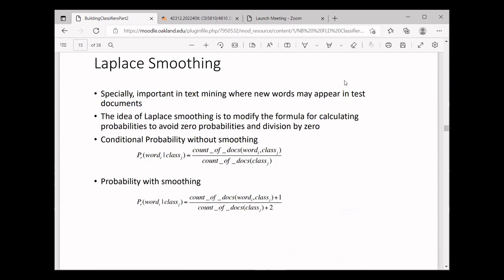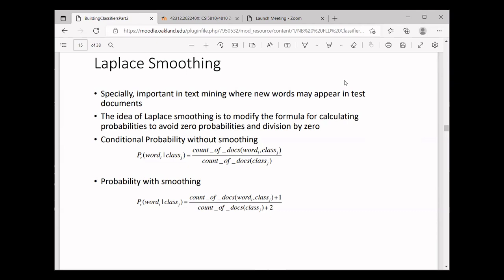Now, you will come across a term which is known as Laplace smoothing. And this term will appear frequently if you are doing any work related to text mining or text classification. The idea of Laplace smoothing is to modify the formula for calculating probabilities to avoid zero probabilities and division by zero.